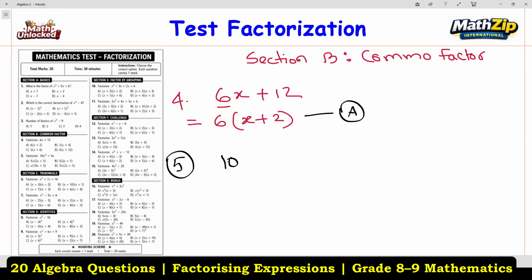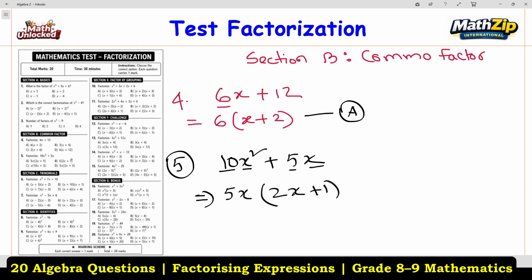Factorize 10x² + 5x. From here, what can we take common? 10 is a multiple of 5, so we can take common 5. And x² has x, and here is also x. So in this expression 5x is the common thing. 10 divided by 5 is 2, x² divided by x is x, and here is a 1.